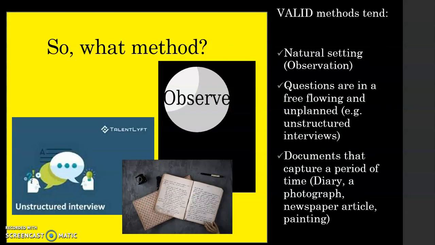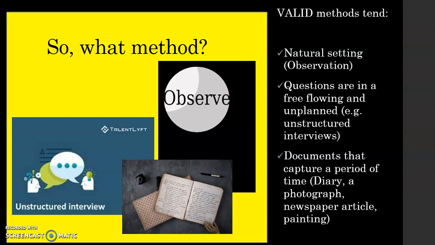Now, validity is different. This is how true to reality the data found is. For example, an observation is often in a person's natural setting. Like Patrick, what he did when he was observing the Glasgow gangs. He went undercover to avoid the Hawthorne effect and to ensure people's behaviour was true.